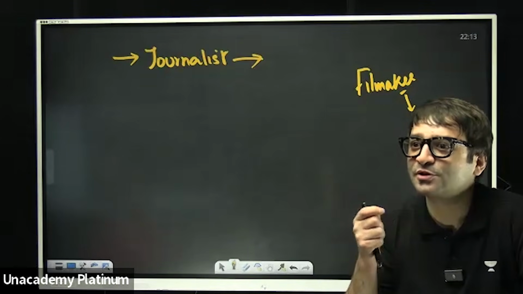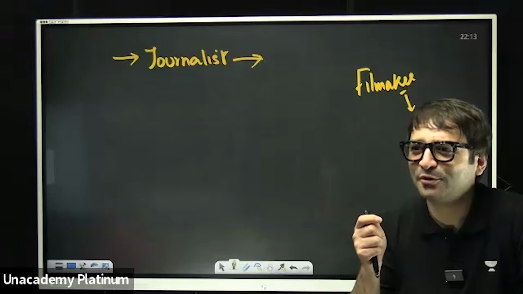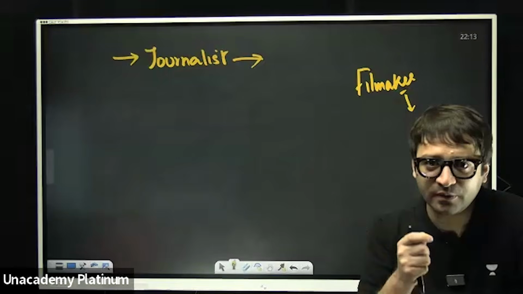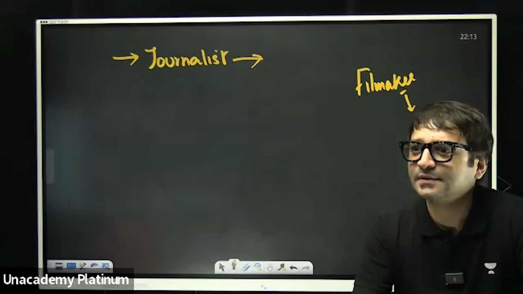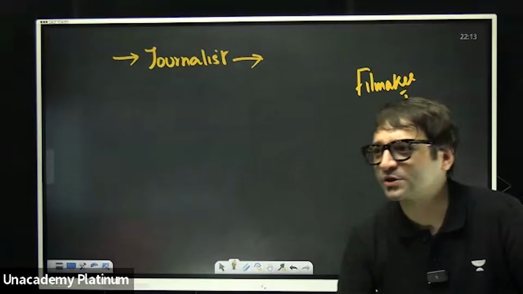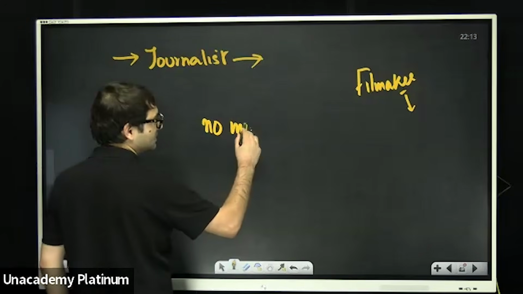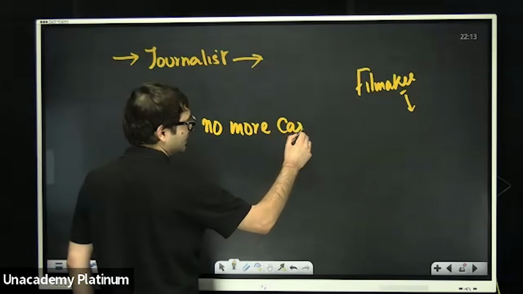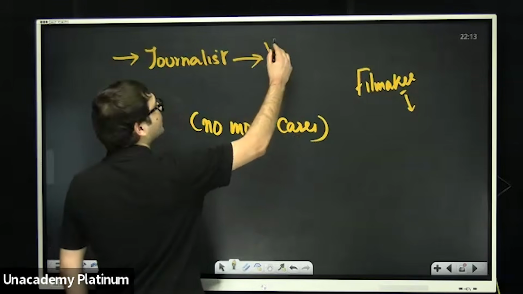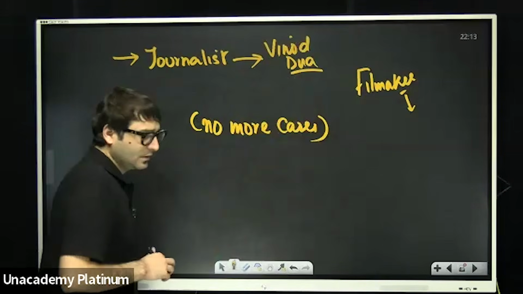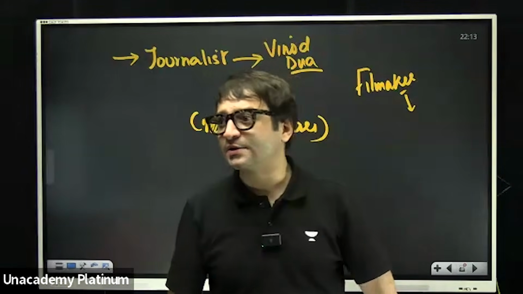And in sedition, the process becomes the punishment. Because it will take you years to prove your innocence. But in those years, you will be languishing behind bars. Finally, the Supreme Court said, no more cases. The name of the journalist is Vinod Dua. Finally, the Supreme Court said no more cases.